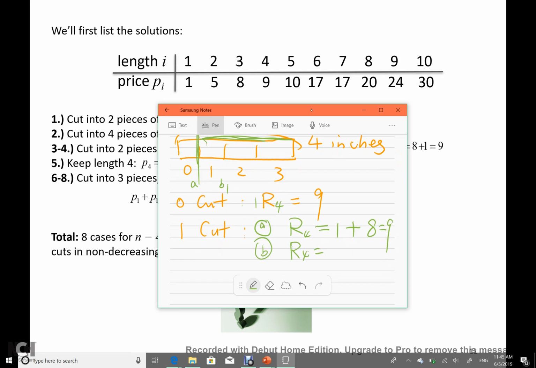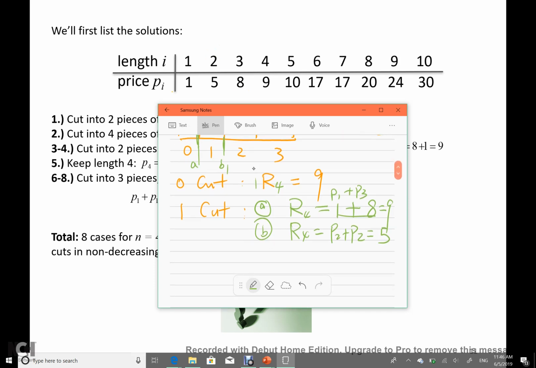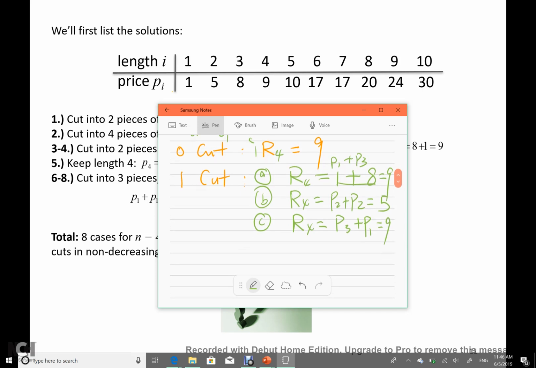So R4 is equal to, if you cut in the middle, you have two pieces, each one P2 plus P2, where P is the price for each length, and then you have 10. And this is P1 plus P3, the one cut in this position, which is the third solution. So you have R4 equal to the piece of 3 inches plus P1, which is 9. This is for one cut.